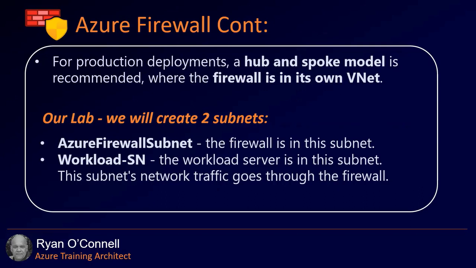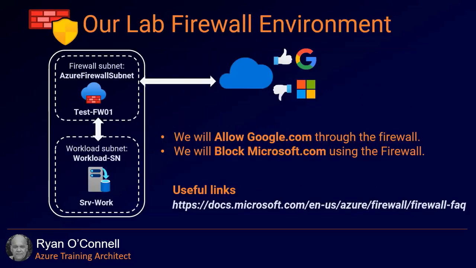Again, for Azure Firewalls in production deployments, the hub and spoke model is recommended, where the firewall is in its own VNet. In our lab, we will create two subnets. An Azure Firewall subnet, this is the firewall in this subnet. And of course, the workload SN, the workload server in this subnet. This is the subnet's network traffic that goes through the firewall. So in our lab, obviously, as you can see, we're going to have the Azure Firewall subnet. And of course, we're going to have another subnet, the workload SN, where our server is going to sit.